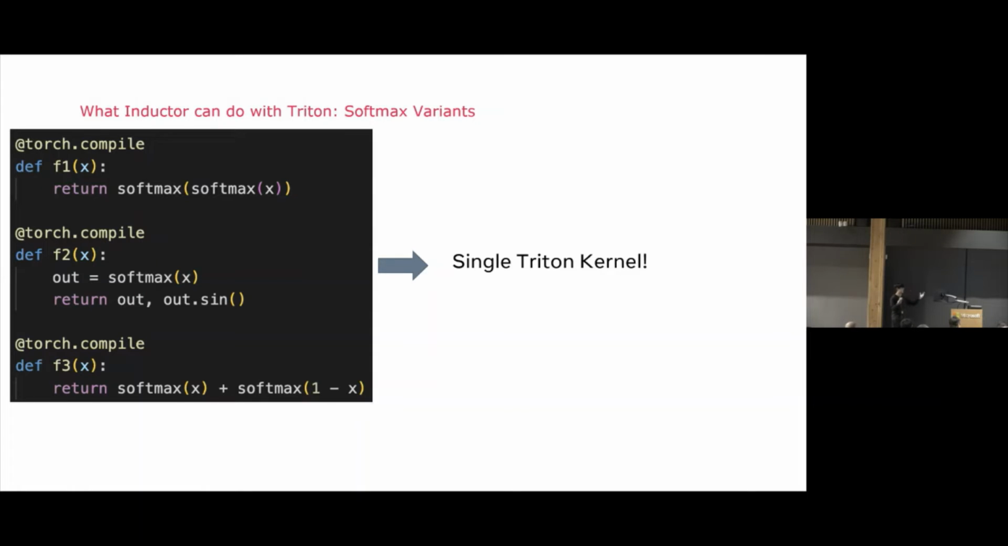You can take examples like this where maybe you have two softmaxes in a row, or you have the output of a softmax that is then passed into another kernel, and then you need to output both outputs. Or maybe you have two softmaxes that then combine together in a single kernel. If you try compiling each of these with TorchInductor, each one gets loaded into a single Triton kernel from scratch due to our generic first principle fusion.